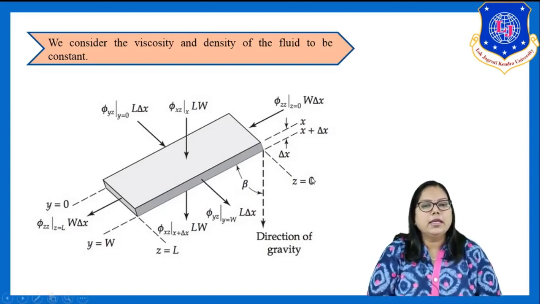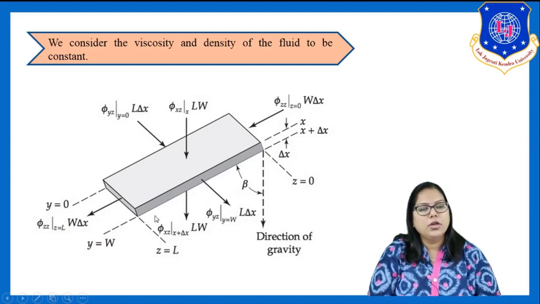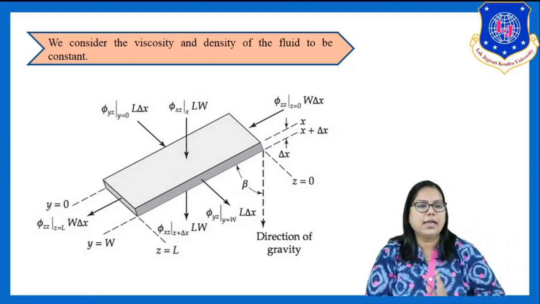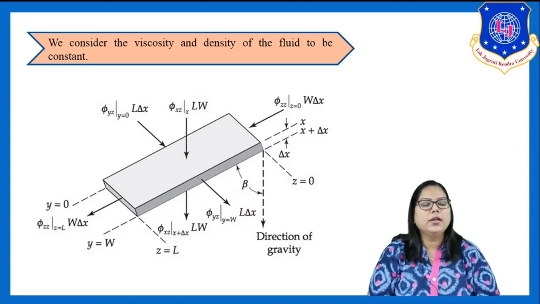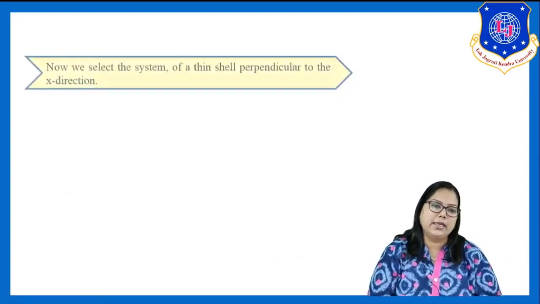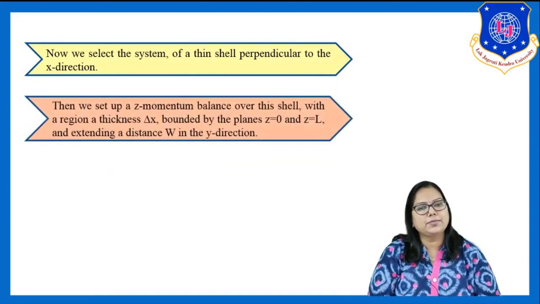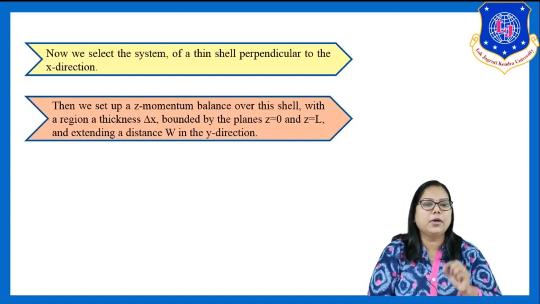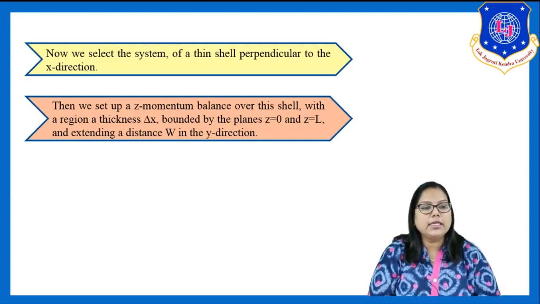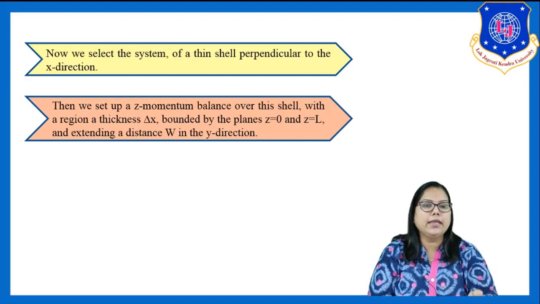Here at entry z equals 0, at exit z equals L. From this side, y equals 0 and y equals W. z is this direction, y is this direction, and x is this direction. Now for the cell balance, we select the system of a thin shell perpendicular to the x direction. After that we set up a z momentum balance over a thin shell of thickness delta x, which is bounded by the planes z equals 0 and z equals L, and extending a distance W in the y direction.